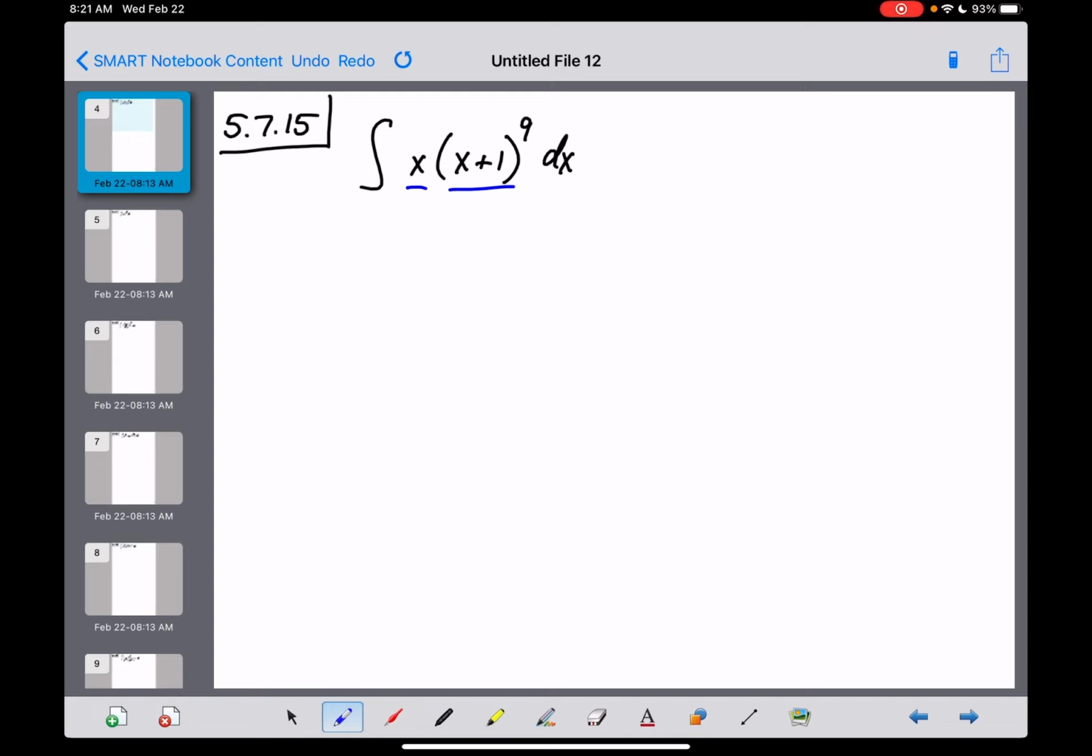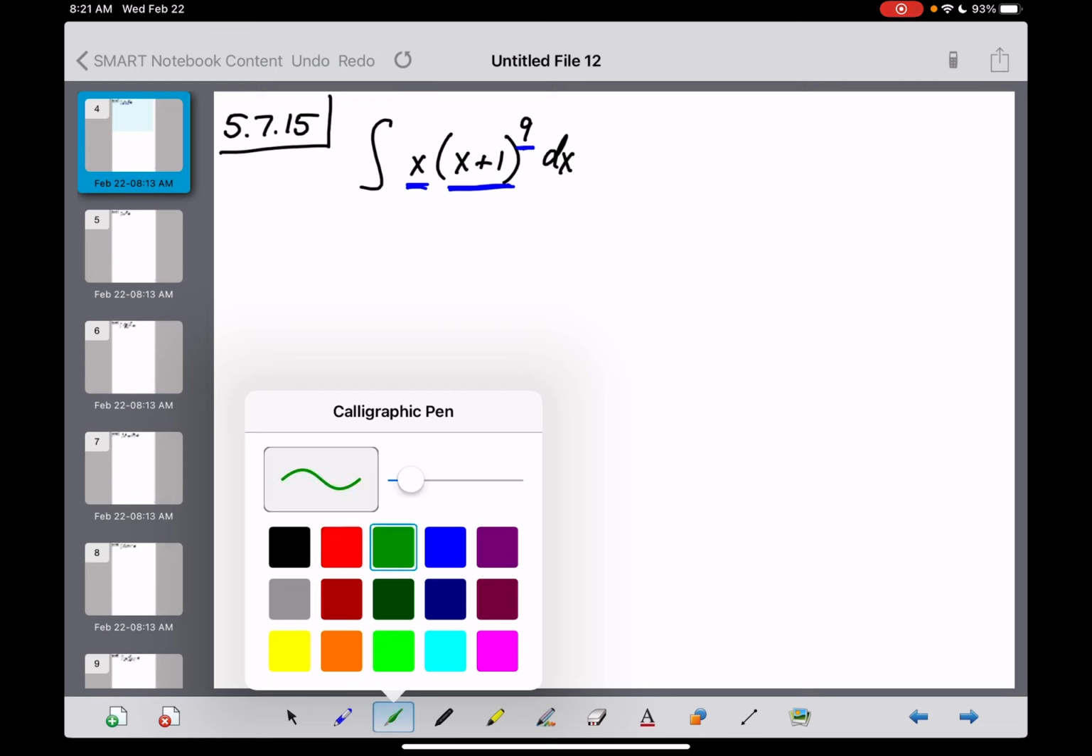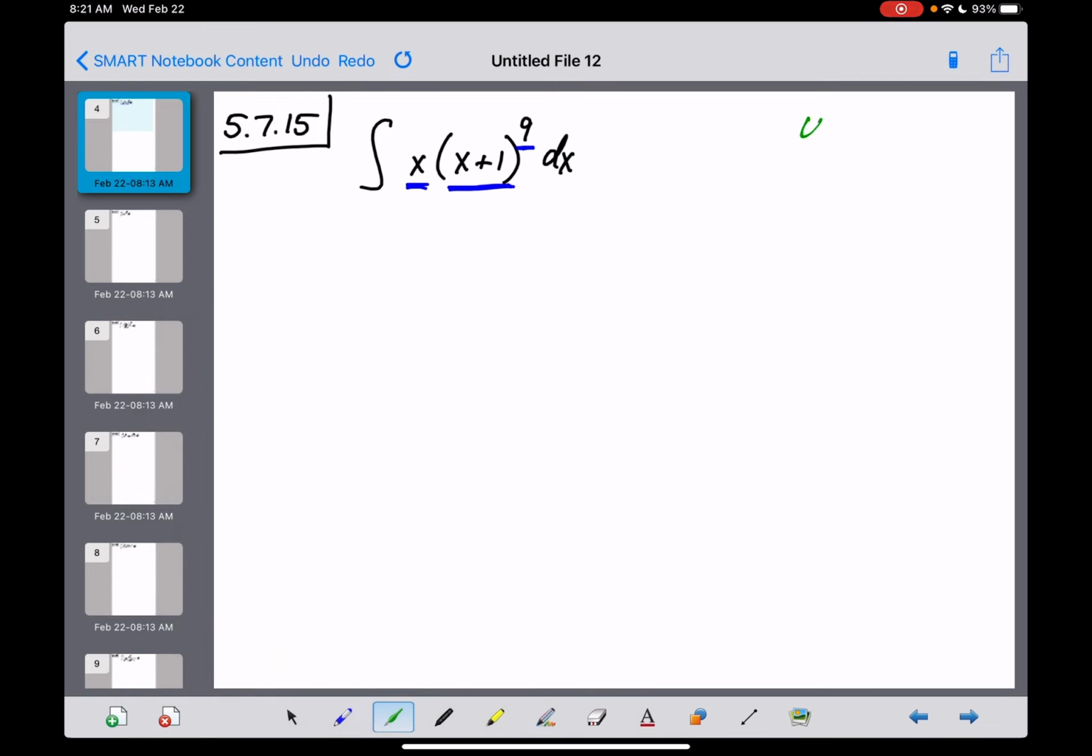But what you will notice right here, guys, is that what we have is a binomial being taken to a power and then a monomial that's just out there by itself. We want to flip that around. So that's why we're going to let u equal, and I'm usually going to do green for some reason for my u substitution, the binomial base of that exponent, x plus 1.